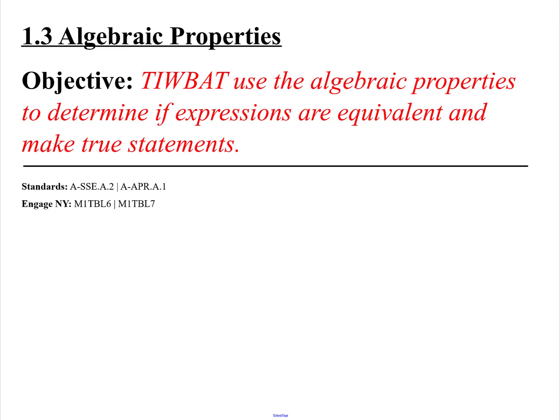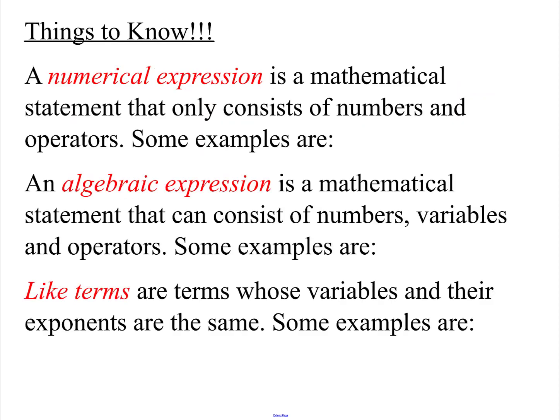All right, so the first things that we need to know is a little bit of vocabulary. We have these things called numerical expressions. So this is a mathematical statement that consists only of numbers and operators, and you might have some examples like 3 plus 8. Maybe you have something like 10 minus 2 plus 4, right? It could have as many terms as long as there are no variables and it's just these numbers and these operators.